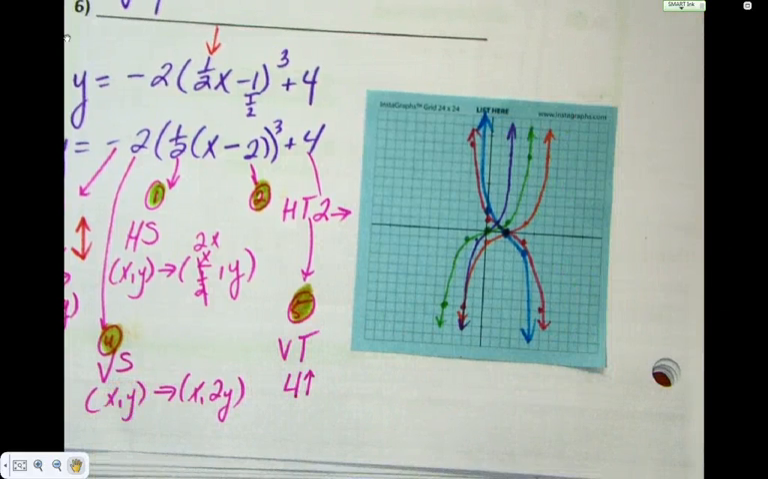Okay, pause and ask yourself, did I stretch this vertically? Did we take the top and bottom and yank on it and make it skinnier? Okay, 1 to go. So this will now be the red one. Go ahead and do your vertical translation.